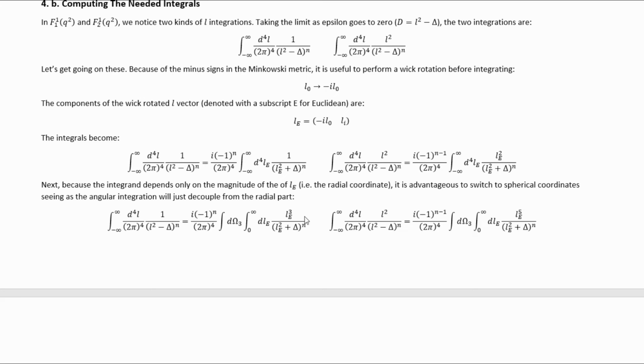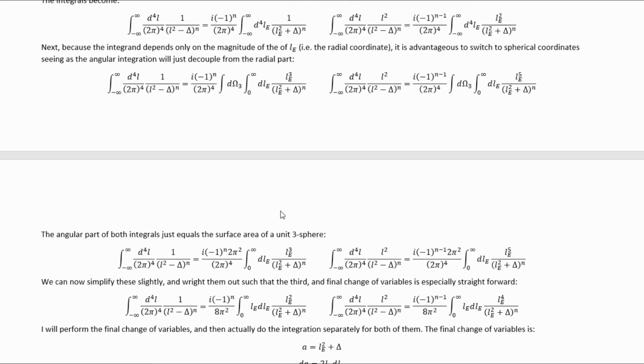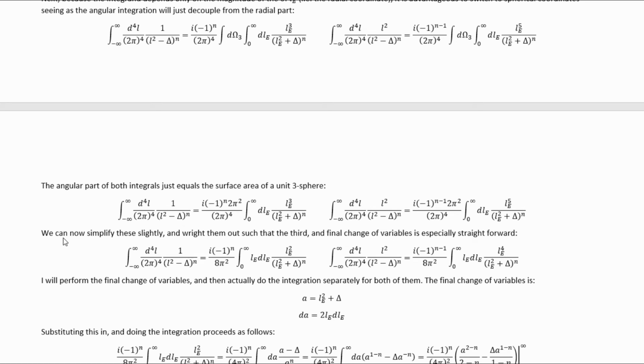Doing that gives us these two results, and then the angular integrals are really easy to do because there's no angular dependence anywhere in this, so we just get that the angular part is equal to the surface area of a unit 3 sphere, which is just 2 pi squared. So we have these two results. Now we can simplify these a little and write them out so that we can do a third coordinate transformation.